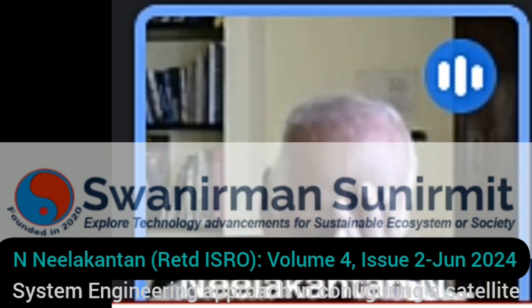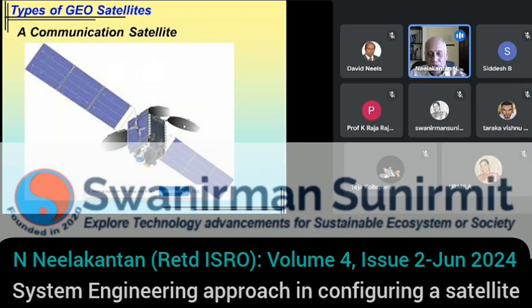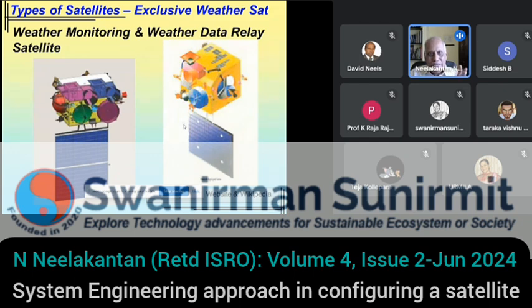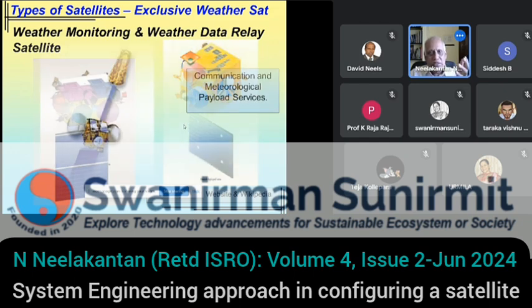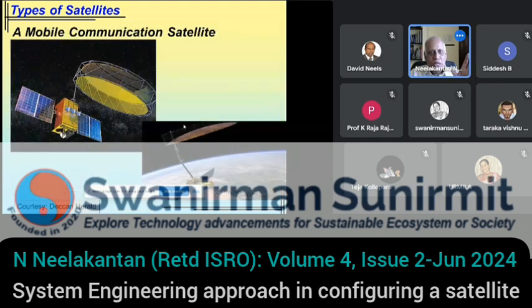Now there are so many geo satellites. Of course, apart from geo satellites, there are LEO satellites, low earth orbiting satellites, and MEO satellites, medium earth orbiting satellites. The types of geo satellites itself is the communication satellite. We have purely a weather monitoring and weather data relay satellite. A multi-purpose satellite, which is a combination of communication as well as meteorological services satellite. A mobile communication satellite with a very large unfurlable antenna to give the high radiating power from the satellite so that it is possible to have communication when the ground station is mobile.